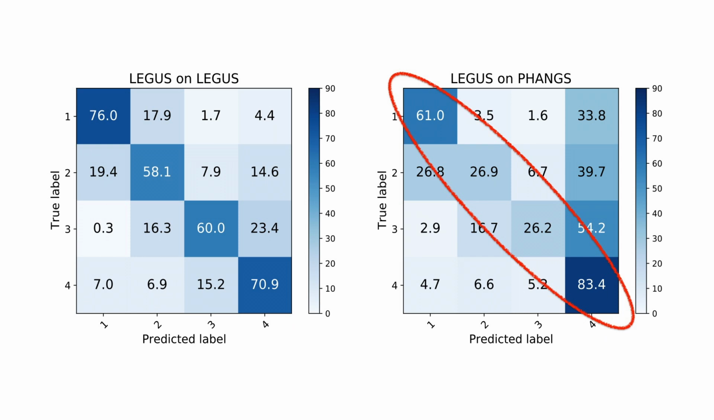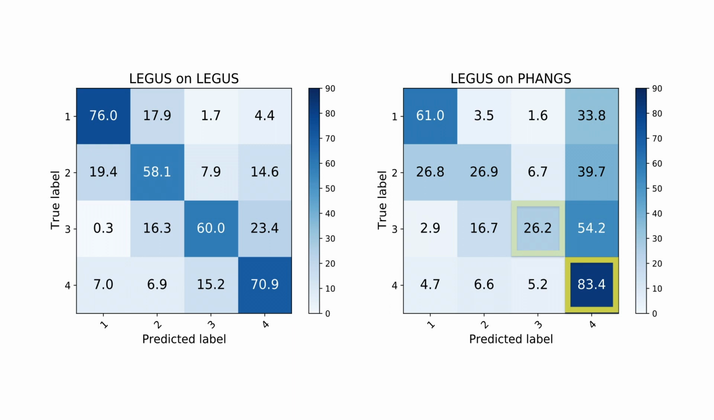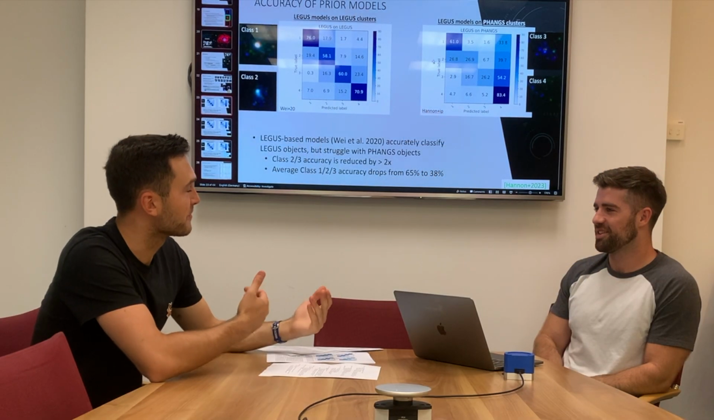So this is showing that the Legos models classified human-classified PHANGS objects, class 1, 61% of the time, and then only 27% of PHANGS class 2 objects were correctly classified by the Legos models, 26% class 3, and then that shoots up to 83%. So another way that you can look at this plot is that many of the PHANGS class 1, 2, and 3 objects, as classified by Brad, were essentially thrown out by the Legos models as class 4s or artifacts. Yeah, so can you show us what PHANGS can do?